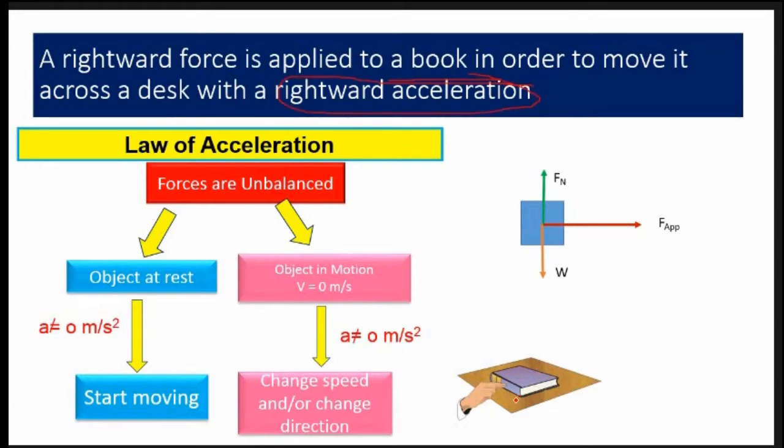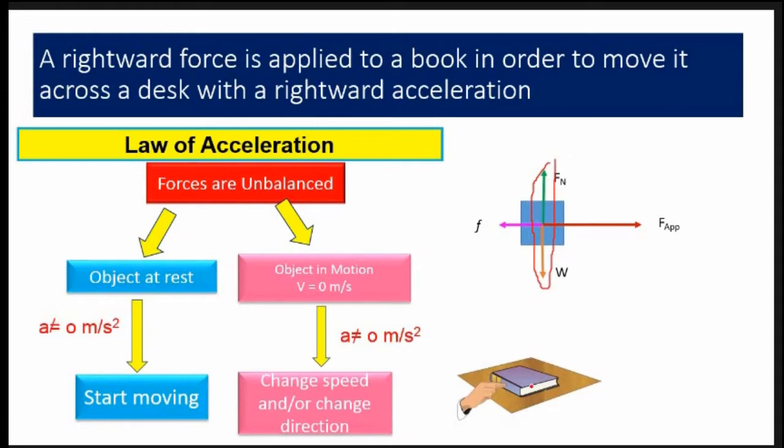So this book starts moving, and once it moves, there will be friction. So we have to put friction here. But why is it that the length of the applied force is much longer than the friction force? It is because of the statement: there is a rightward acceleration. There is now an unbalanced force in the horizontal direction. In the vertical direction, is there an unbalanced force? No, because the weight and the normal force are balanced.